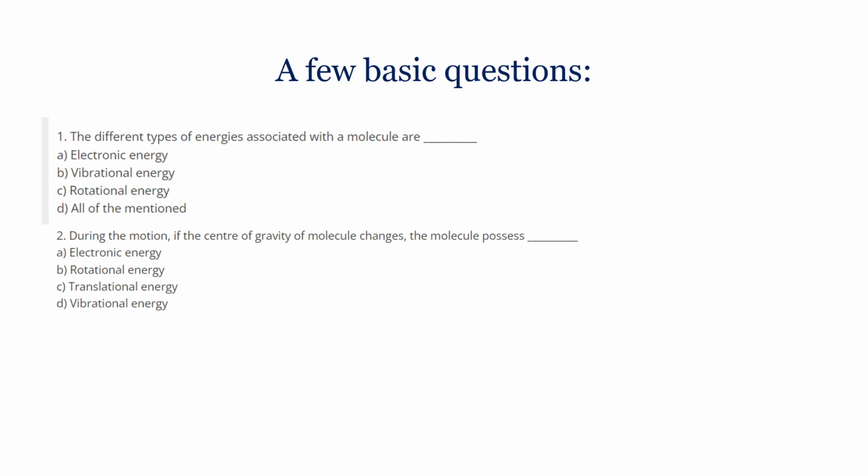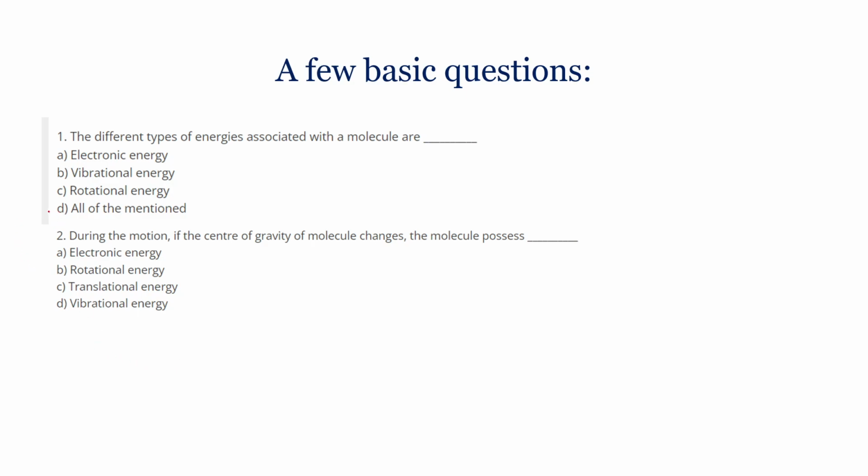The first question is: the different types of energies associated with a molecule are? The options given are electronic energy, vibrational energy, rotational energy, or D, all of them mentioned. Obviously there is no one to answer right now, so let me give you the answer. The answer is D, all of them mentioned.